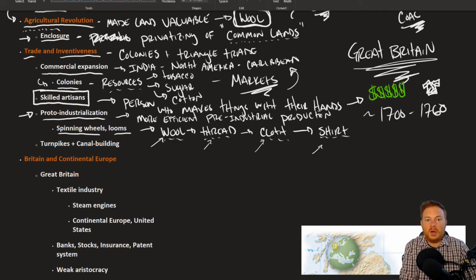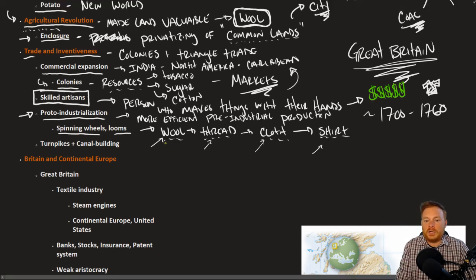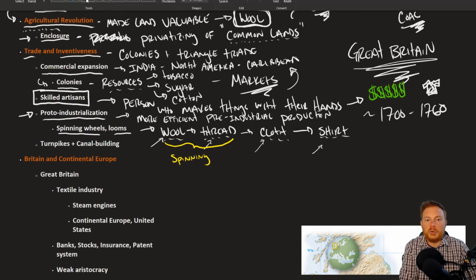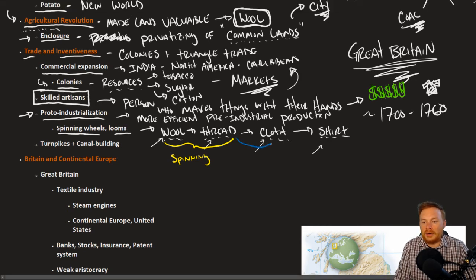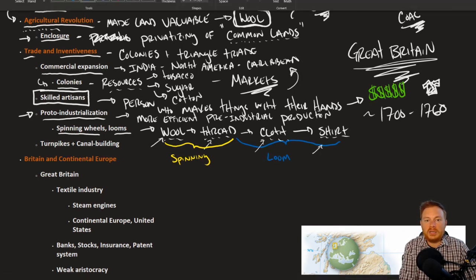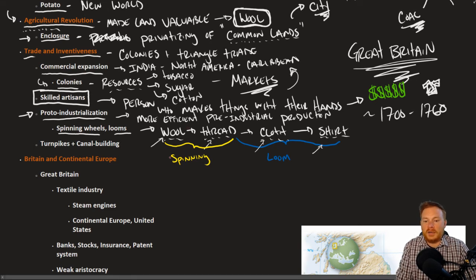As far as technology goes, this process right here from wool to thread, that's where the spinning comes in. To take that thread and then produce it into both cloth and then later a t-shirt, that is where the loom comes in. Now, typically, historically speaking, this entire process, from taking the wool all the way to the finished product, was all done by the artisan. He did all of those things.